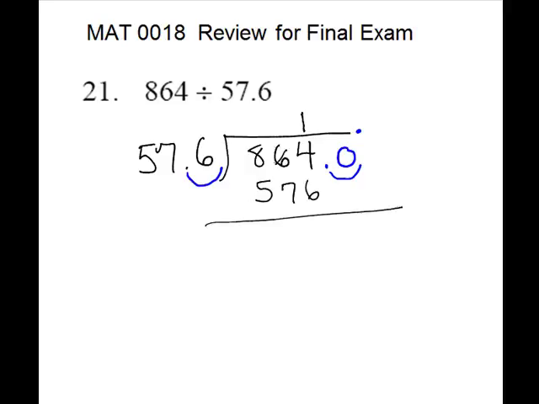Subtract. So 14 minus 6 would be 8. And 15 minus 7 would be 8. And 7 minus 5 will be 2. So we subtract and bring down. And I believe this will divide in there 5 times. So we'll put 5, we'll multiply back.